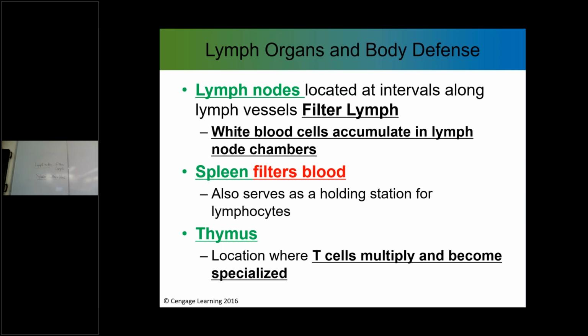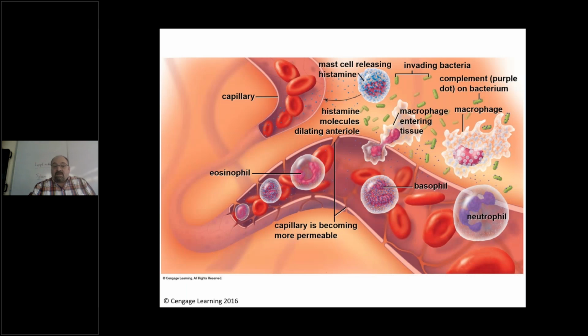So the nodes filter the lymph. The spleen, now that's connected directly to the cardiovascular system. And what will happen also in the spleen is we'll recycle old red blood cells. That's important. And it'll also act as a reservoir for blood cells and for blood itself. The thymus gland, again, this is where the T cells will multiply, they'll mature, they'll become specialized into those different types of special important T cells, allowing for a specific immune response.